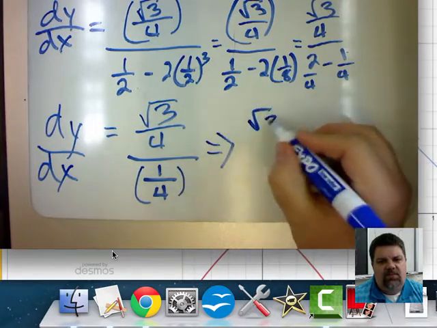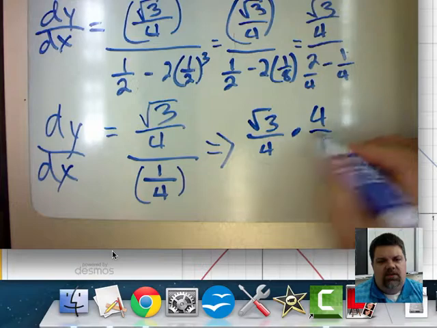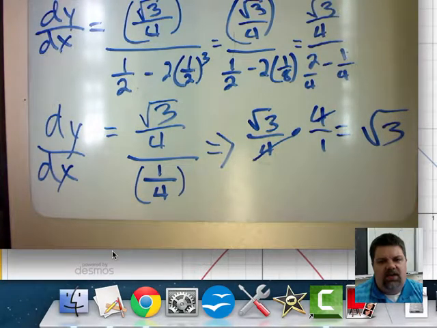And then if I combine all of that, I get root 3 over 4 over 1/4, which has like terms. When you divide by a fraction, you multiply by the reciprocal, the 4's cancel, and I get that the derivative is root 3. And that's pretty much it.